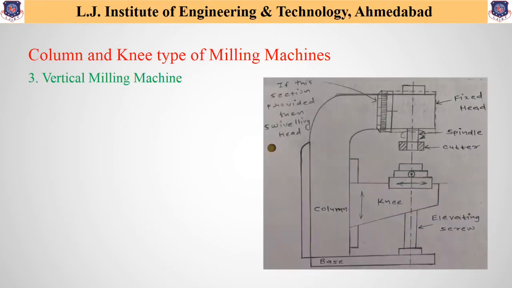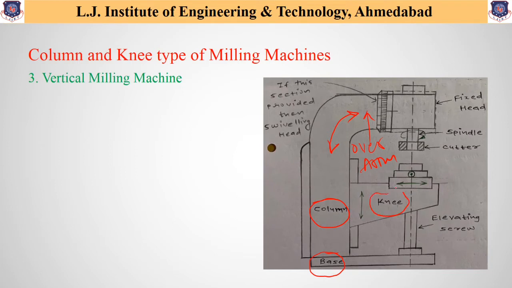Now let us have a look at the figure of the vertical milling machine. As one can see, we have discussed different parts available in the horizontal milling machine and in all types of column and knee type milling machine. So some of the basic parts available in all column and knee type milling machines, we will mark over here. First one is base, second one is column, third one is overarm, and over here it is an integral part with the column.